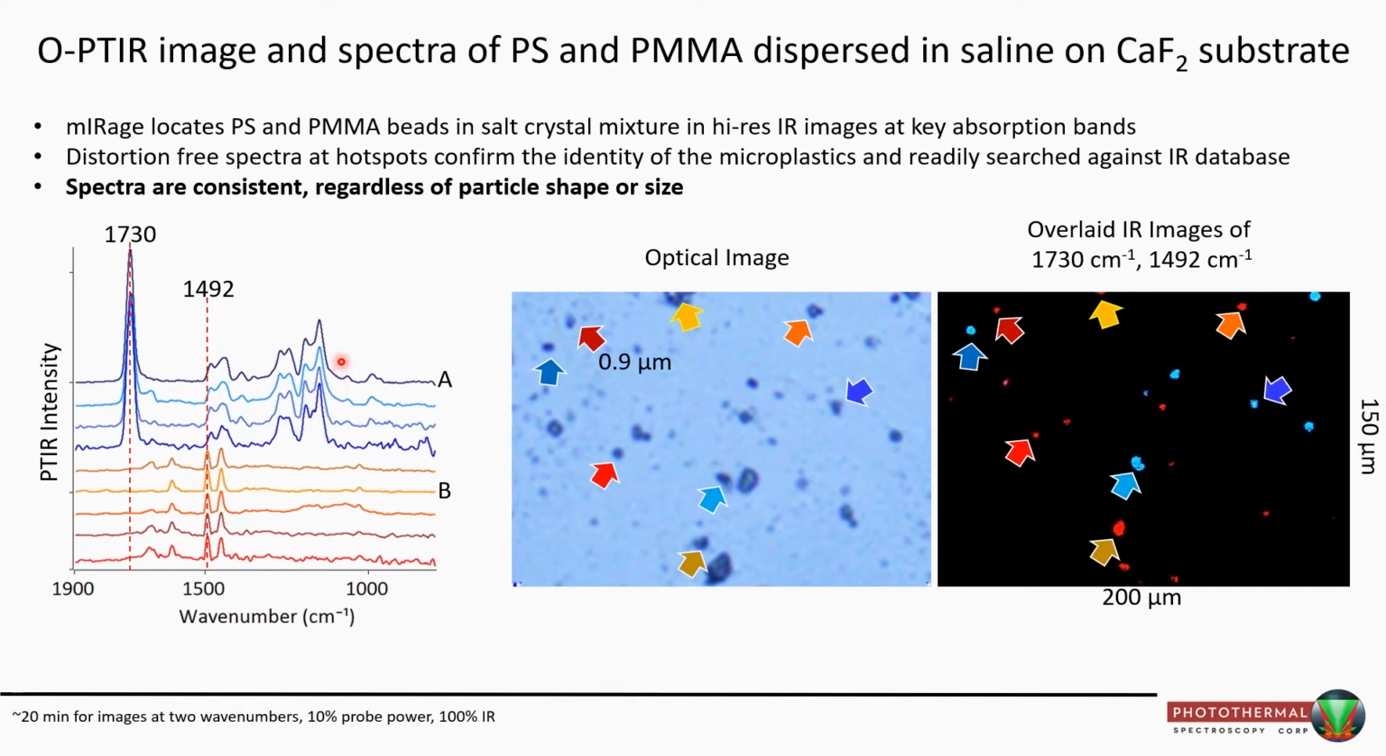You can see the PMMA beads are all equivalent, so the spectra are the same high quality. The various sized polystyrene beads all look like polystyrene. Again, I'll stress that these spectra are raw, unprocessed. If we know some of the distinguishing peaks, we can do single frequency images at those peaks, and the image lights up like a Christmas tree, identifying the location of the various particles. So I'll stress again that the spectra are consistent regardless of particle shape or size.